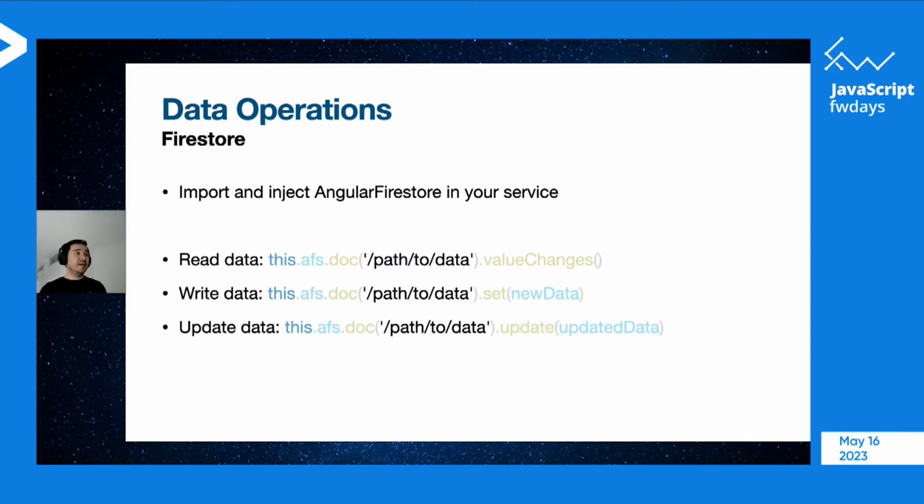And for writing, it's set. For updating, it's update. For deleting, delete. So this is also CRUD operations for Firestore. So imagine you create a database, then you inject it. You set the path for different documents, and that's it. By using this operation, you can already write, read, and update in your database.